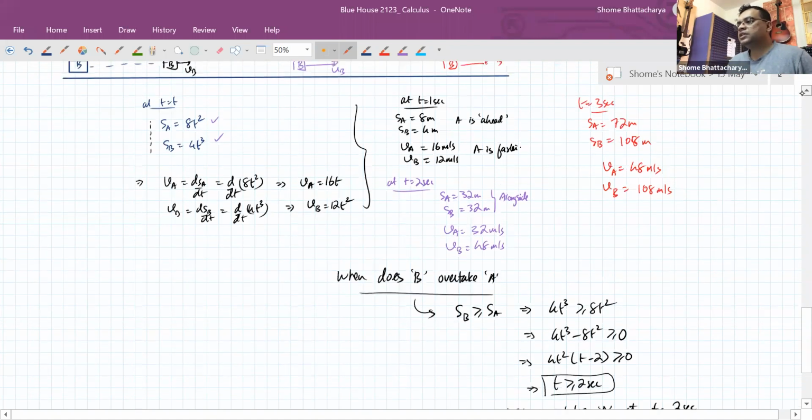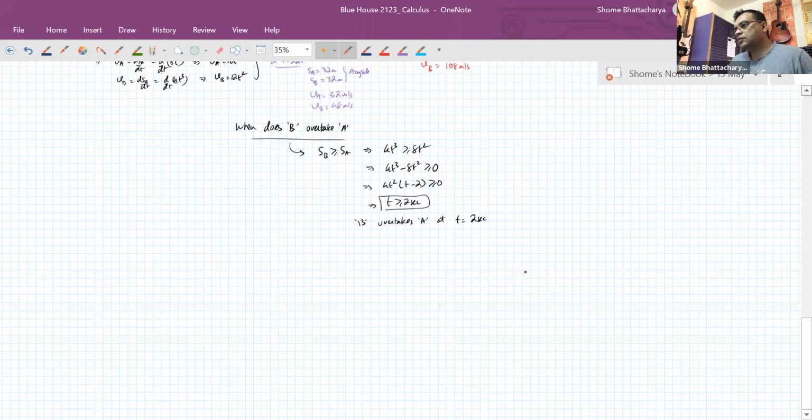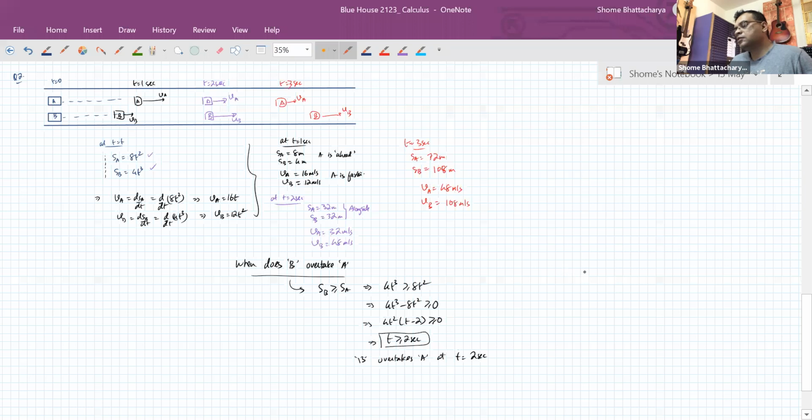Okay. And similarly in the D part, you're asked to solve when does B become faster than A. Sir, B becomes faster than A at 2 seconds, no? No, because you can see that if that was the case, then at 2 seconds, B would have been behind A, because up to 2 seconds, A would have been moving faster. So B must have increased its speed more than A's speed, somewhere between 1 and 2 only. Because at 1 second, B was behind, and at 2 seconds, B has caught up now.